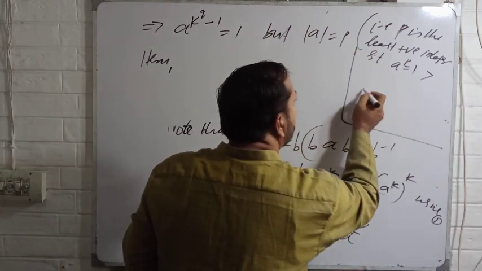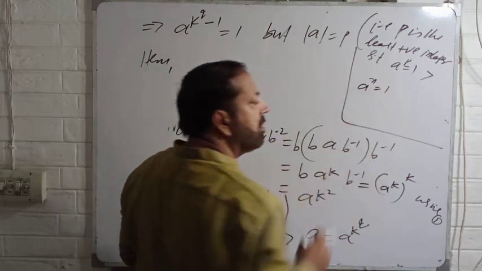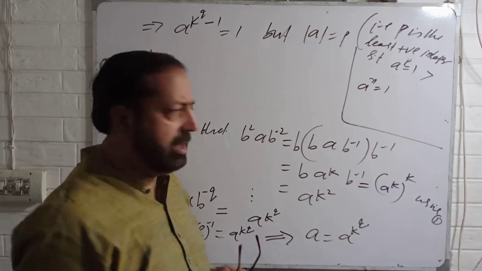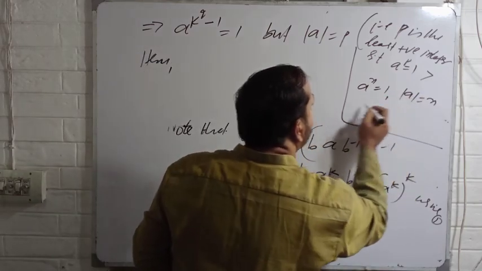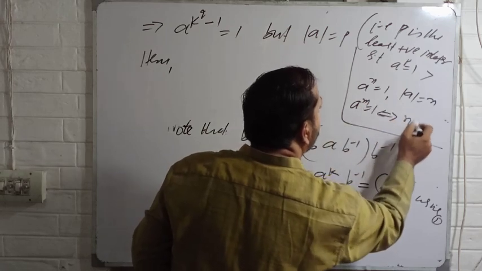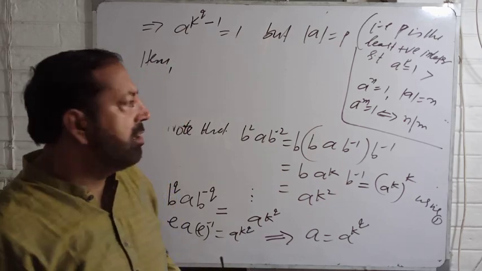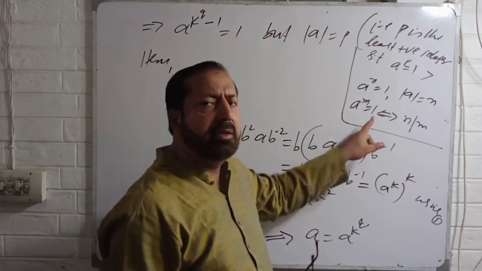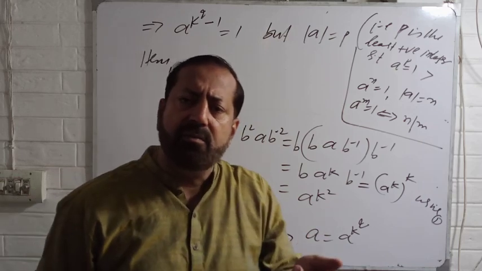If a power n is equal to 1, where the order of a is n, then a power m is equal to 1 if and only if n divides m, right? Any other power can also give you 1. Like if the order of omega is 3, then omega to the 6 is also 1. 1, omega, omega square.